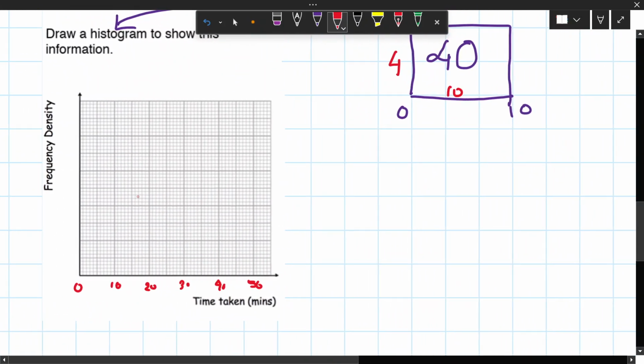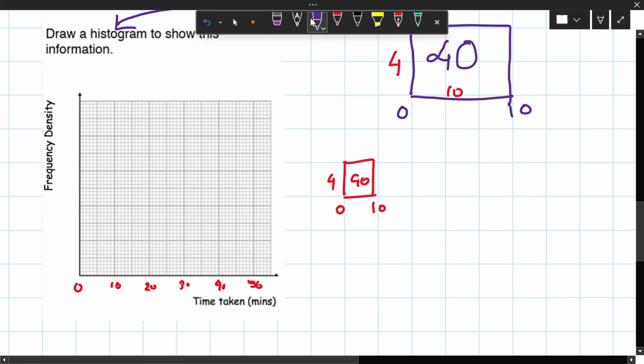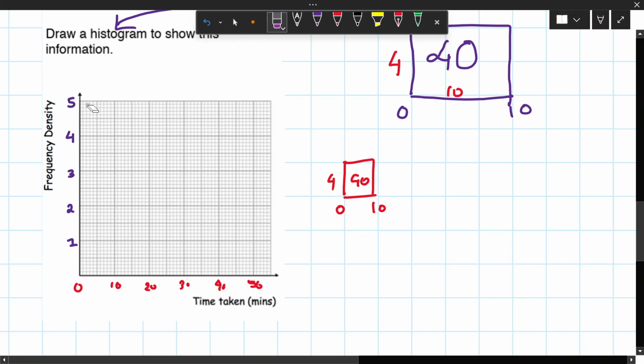Yeah. So the first thing that we do, we write down. Now, the next thing that we know is that we need a bar between 0 and 10, and the height of that, because I need 40 to be the area, should be 4. Now, because we're doing frequency density, we always go up in numbers of 1, 2, 3, and 4. It is not your normal frequency. I've seen so many people make that mistake in the test.